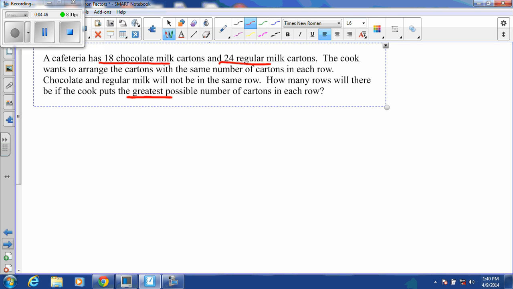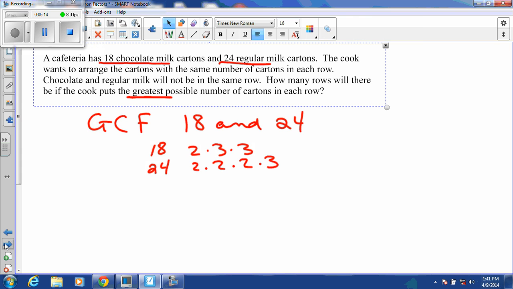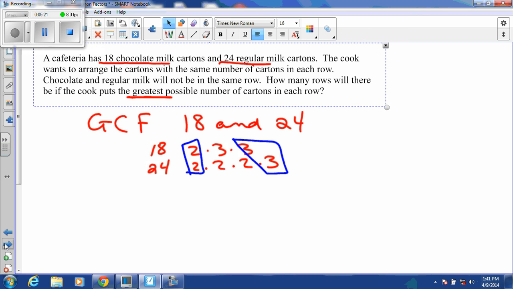So hopefully you're looking at this and realizing we need to find the greatest common factor of 18 and 24. 18 is 2 times 3 times 3. 24 is 2 times 2 times 2 times 3. So the greatest common factor is 2 times 3, which is 6.